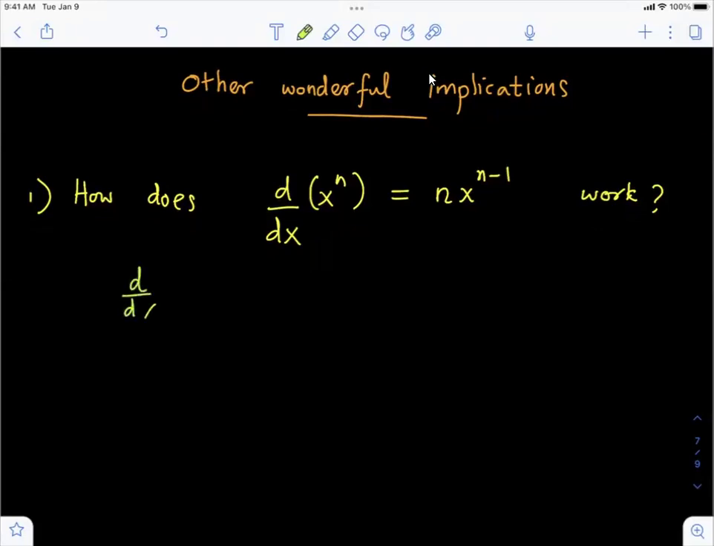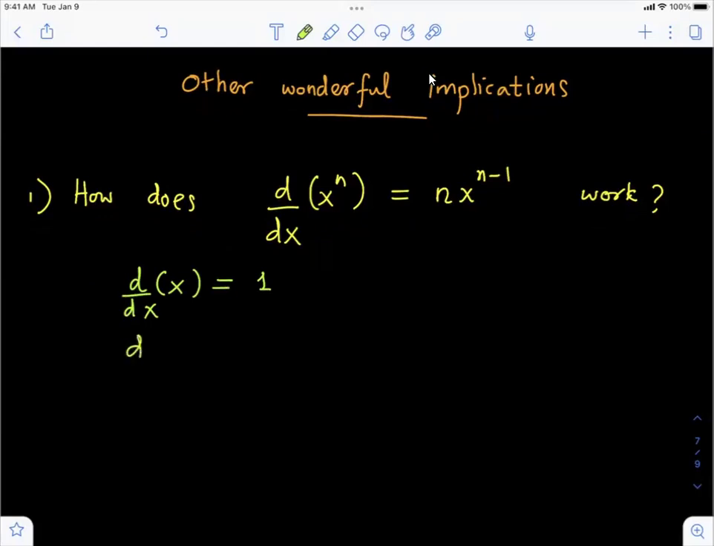First, don't forget the derivative of x is just 1. We know the graph of y equals x. The slope is supposed to be 1. And at the same time, by using the derivative definition, this is not something complicated to develop.